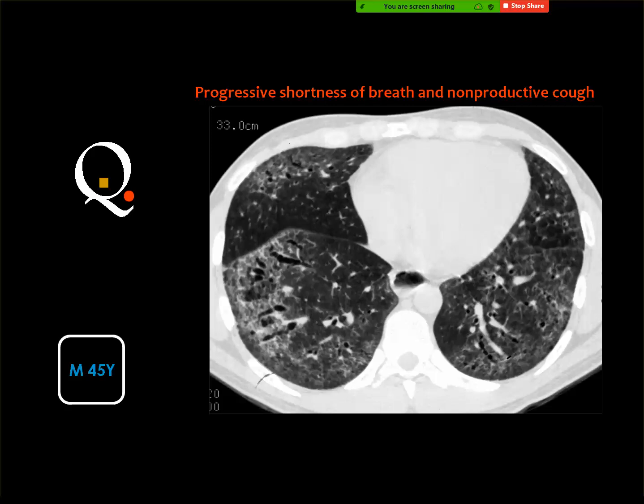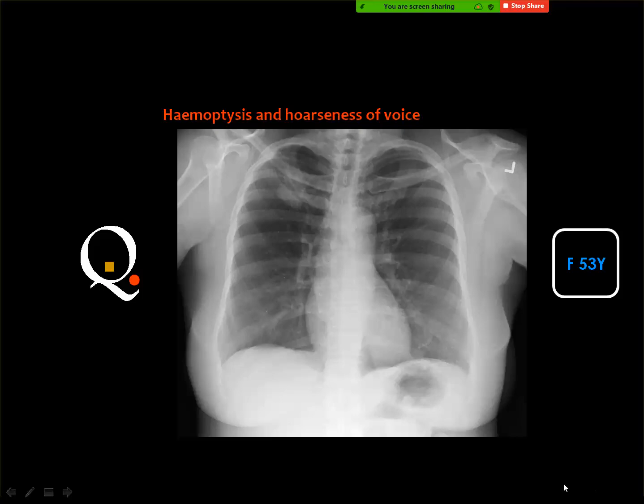Hypersensitivity pneumonitis. There is a ground glass. Hypersensitivity pneumonitis does not show bronchiectasis. Non-specific interstitial pneumonia will show ground glass opacities and bronchiectatic changes, but it will not show honeycombing. And this is the difference between both.